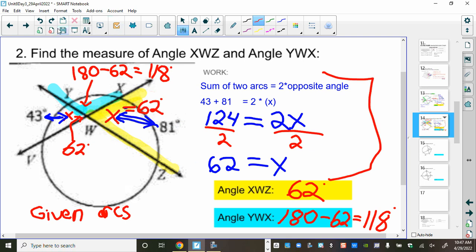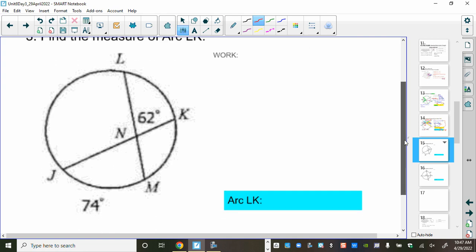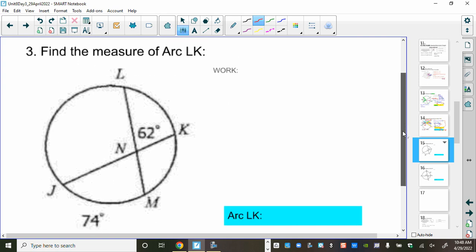All right, questions? And I think we have another one that's going to be just like this. Okay, any questions before we move on? Let's see what we have here. Oh, okay. This one's going to be a little different, and we're kind of going the other way.